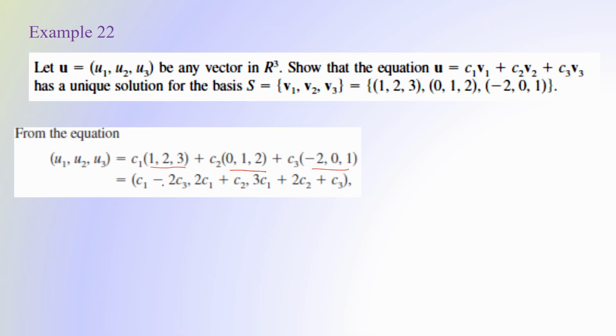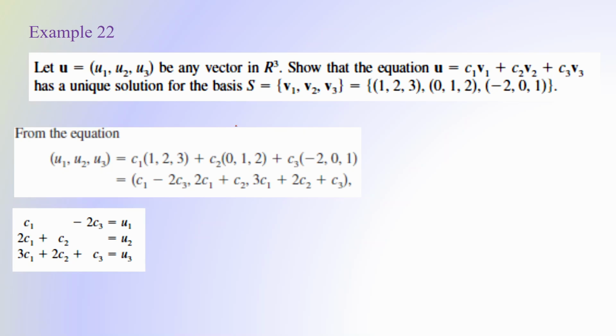From there, you can simplify this. The first component is c1 minus 2c3. Second component, 2 times c1 plus c2 plus 0 times c3. So that means 2c1 plus c2. Third component, 3c1 plus 2c2 plus c3. Now, from this equation, we can get a system of linear equations. Equating the first component, c1 minus 2c3 is equal to u1. 2c1 plus c2 is equal to u2. From the third component, you get 3c1 plus 2c2 plus c3 is equal to u3.